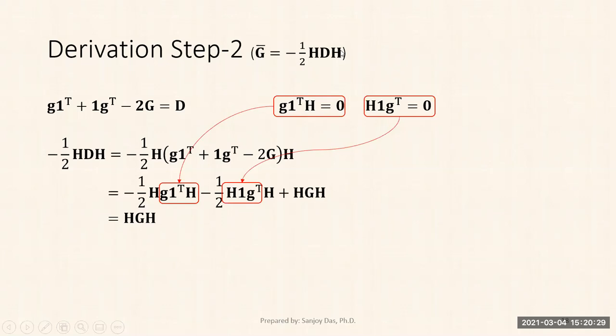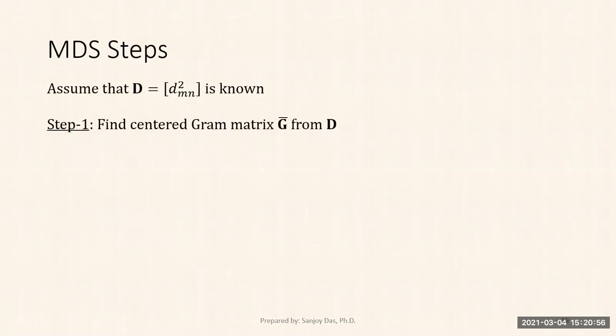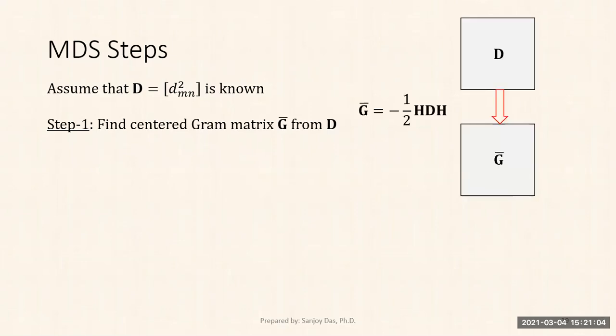Anyway, so now we have G bar equals negative of HGH, which is X transpose H, which is the centered X bar transpose, which is G bar. Right. Okay, so G bar equals negative half HDH. And we'll highlight this as the first step. Step 1 of MDS is to find the centered Gram matrix from D. Now let's proceed to step 2.